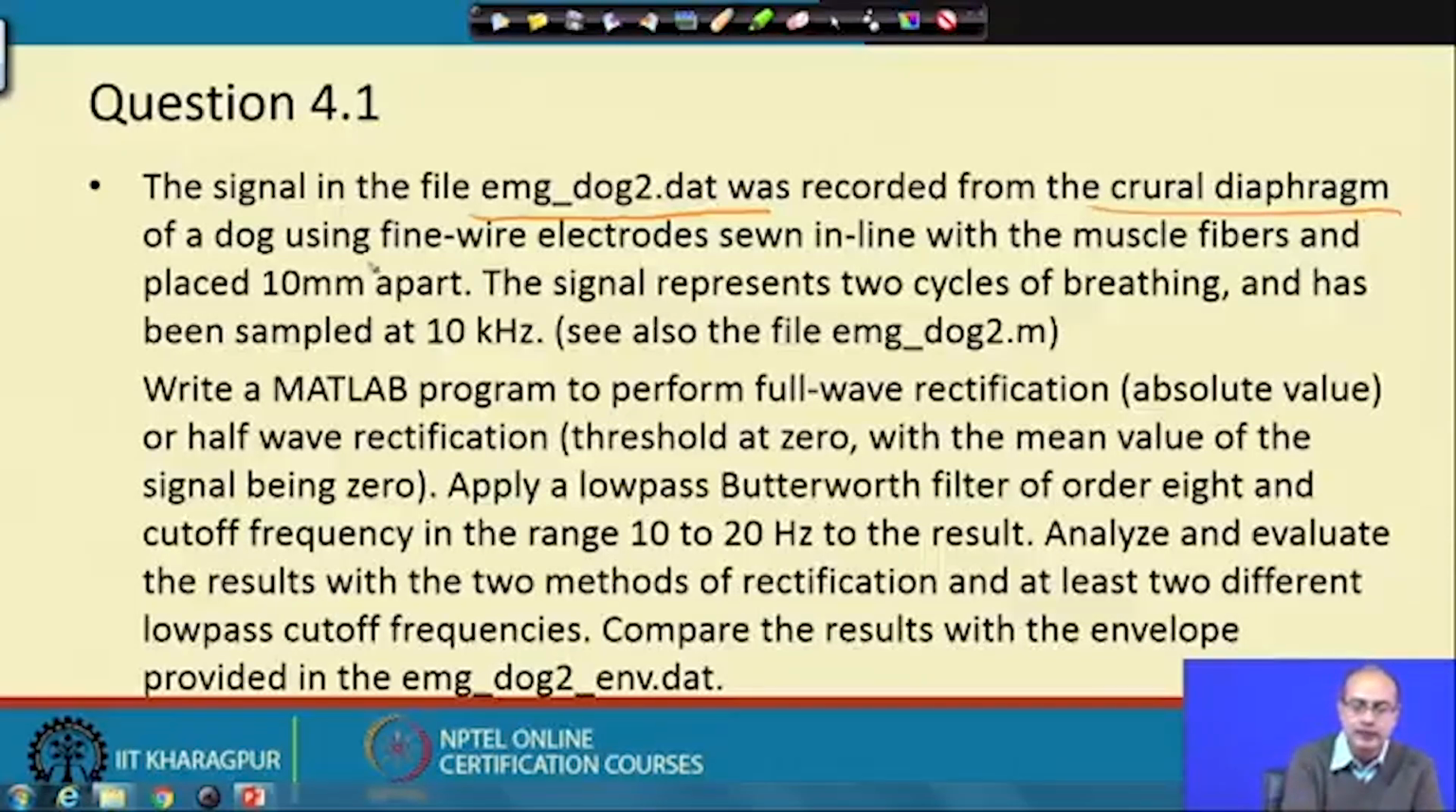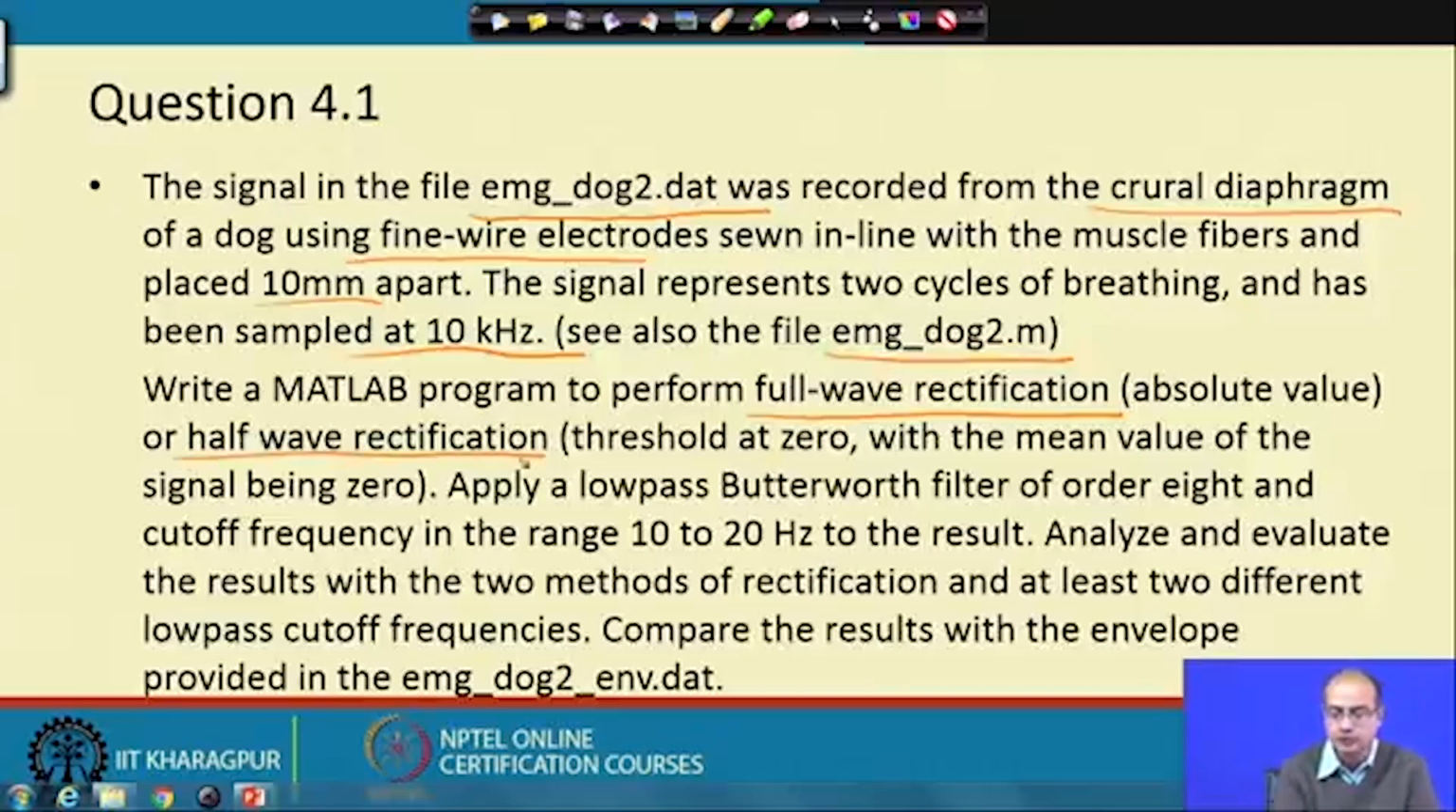Some fine wire electrodes are sewn in line with the muscle fiber, 10 millimeters apart, and we get this signal. Two cycles of breathing are captured, sampled at a very high frequency, 10 kilohertz. To read that signal, we should look at EMG_doc2.m. Now, our job is to write a MATLAB program for full wave rectification and/or half wave rectification.